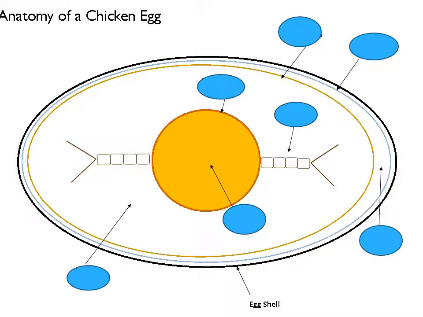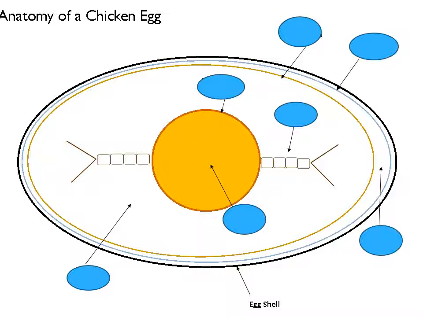Now, of course, this is the most visible part of the egg. As soon as it is laid, it is made entirely of calcium and is covered in many thousands of little pores that can allow moisture and air in and out of the egg. And this is essential in the proper development of a baby chick. The outermost part of the shell is called the cuticle, and this helps keep out some bacteria and other things as well.